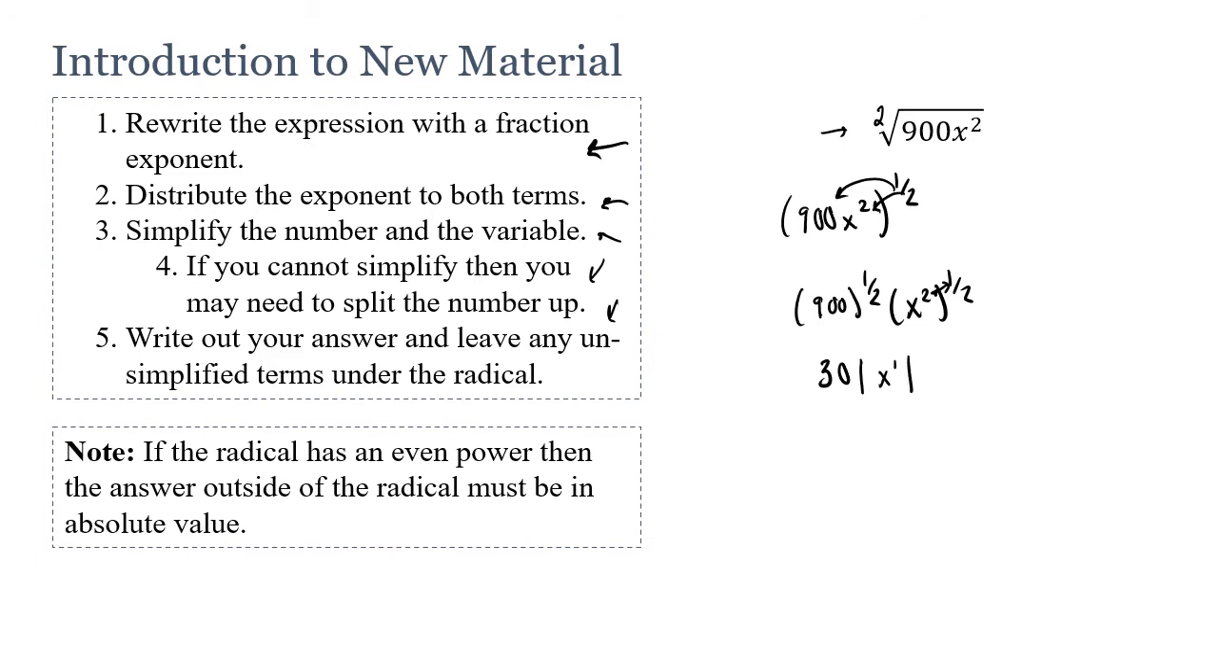Now you'll notice that I put absolute value signs. That's because if the radical has an even power, so 2, 4, 6, 8, and so on, then the answer outside of the radical must be an absolute value. I'm going to talk more about this later, but this is actually our final answer, and we can rewrite it without the little 1 there. It just says 30, absolute value of x. But notice the 30 does not go in the absolute value, just the variable.